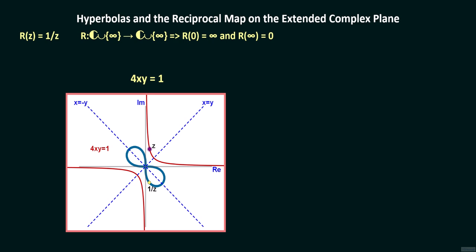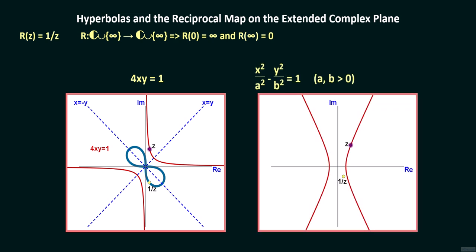Now we apply the reciprocal map to, this time, the hyperbola x squared over a squared minus y squared over b squared equals 1. For the sake of example, we take a squared equal to 1/4 and b squared equal to 1, so that the equation of the hyperbola shown on screen is 4x squared minus y squared equals 1. We again let z move along the hyperbola and keep a trace on the path of 1 over z. We get a lemniscate with, this time, the real axis and the imaginary axis as the axes of symmetry.